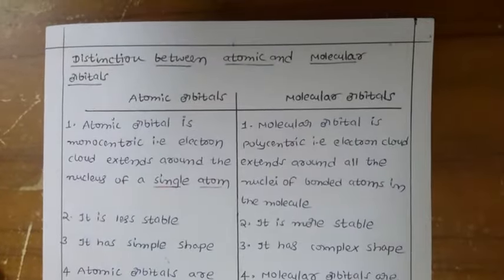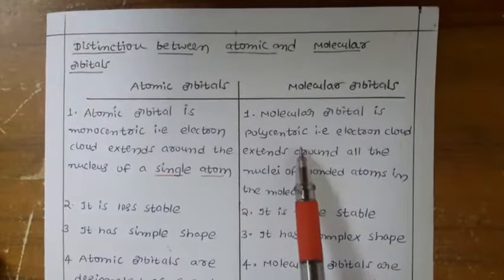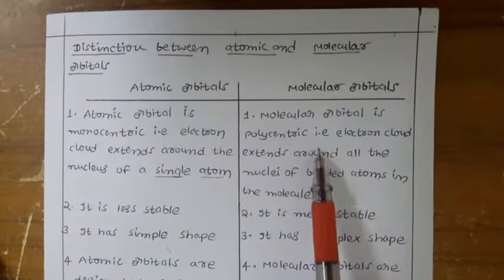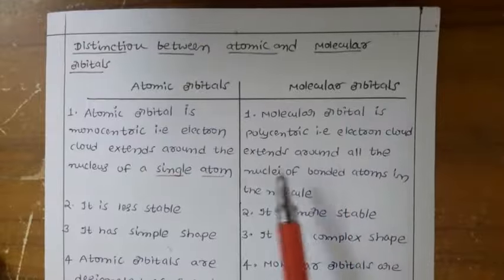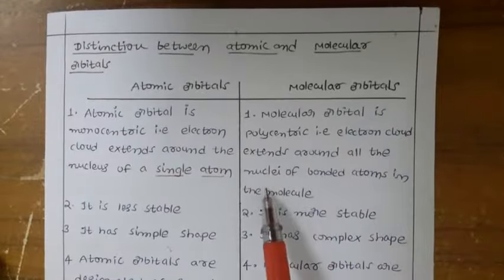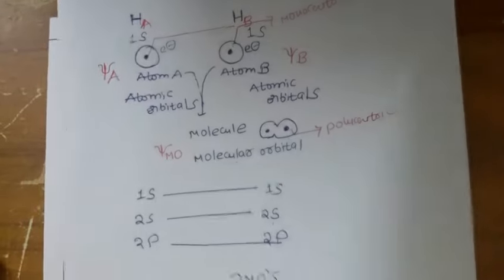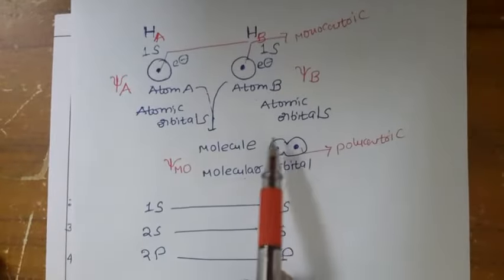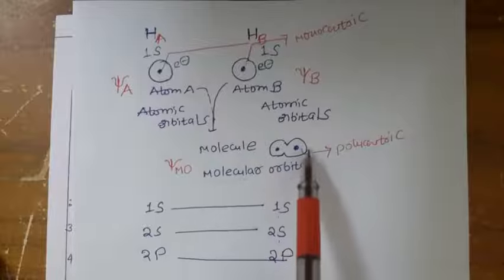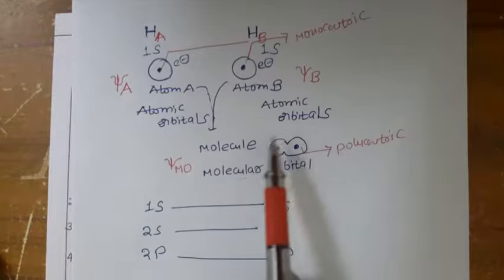Now come to molecular orbital. It is polycentric. What is the meaning of that? The electron cloud is extended around all the nuclei of bonded atoms in the molecule. Molecular orbital is polycentric. Why? Because the electron cloud is influenced by more than one nucleus.